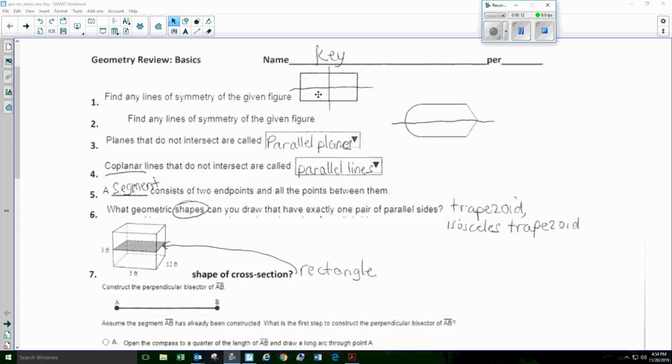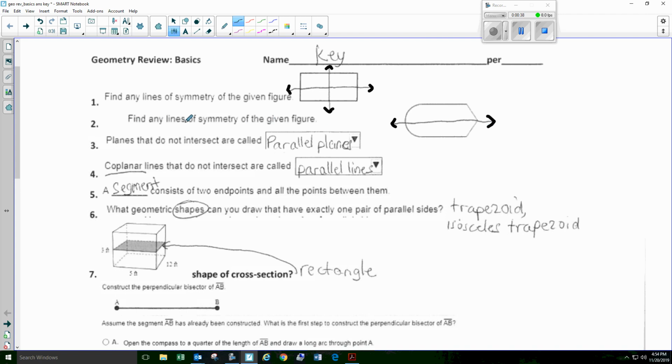Remember, lines of symmetry means where can I draw a line, even though I don't have arrows on them, so that they will reflect right back onto itself, the same shape, and that is the horizontal and vertical lines right there, splitting the figure in half. Okay, and will reflect right back onto itself.